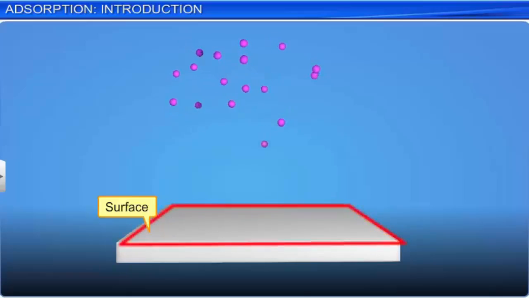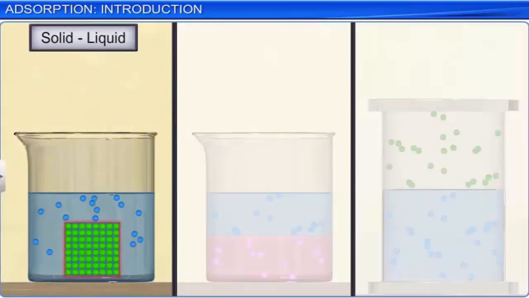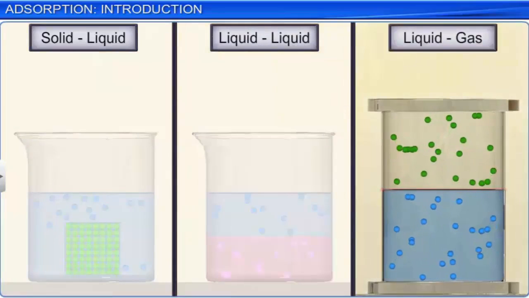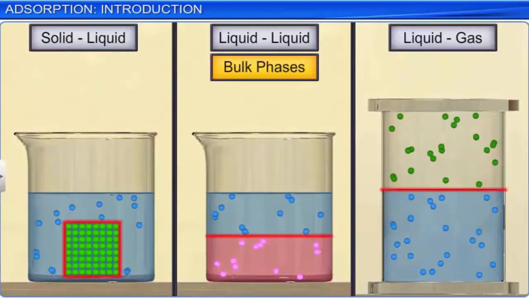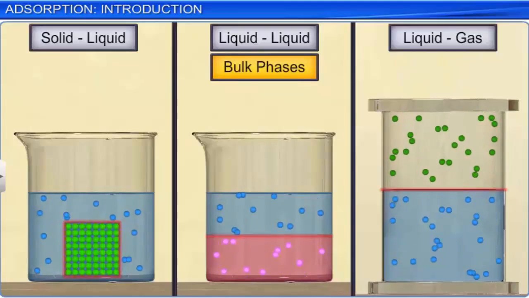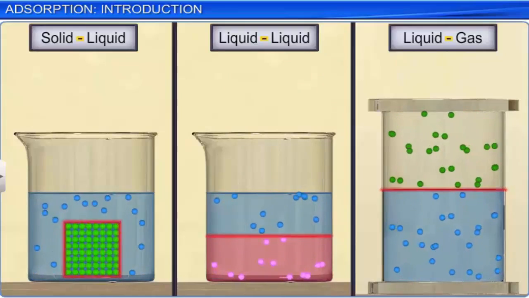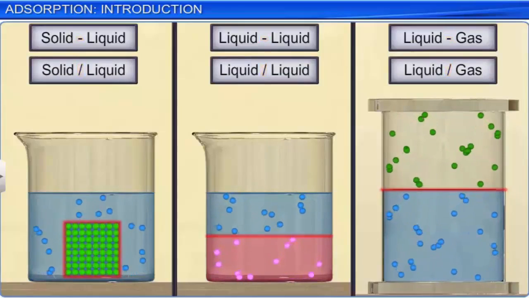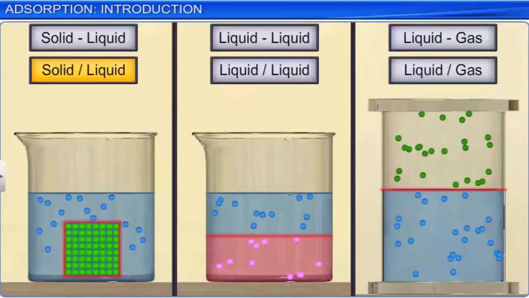An interface is a surface that forms a common boundary between two different phases, such as an insoluble solid and a liquid, two immiscible liquids, or a liquid and an insoluble gas. The two bulk phases refer to the pure compounds or solutions involved in the reaction. The interface is represented by putting a hyphen or slash between the two bulk phases involved. For example, solid-liquid or solid/liquid.